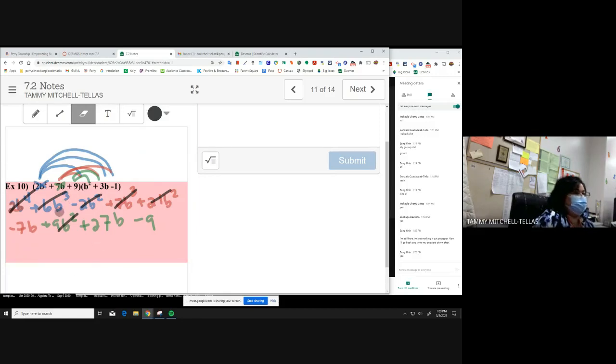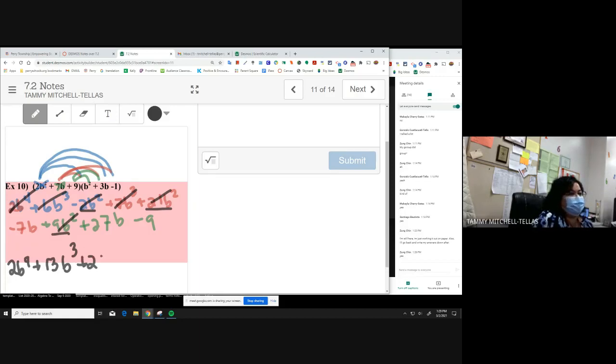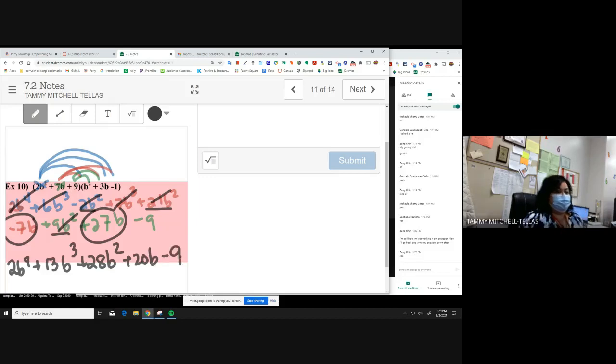All right, here we go. So the 2b to the fourth is on its own. I put it in the front because it's got the highest exponent. I add the 2 that have the third power. So that's 13b to the third. And then I add the 3 that have the second power. 19 plus 9, I think, is 28. And then the b's need to be added. So that's 20b. And then minus 9. That's my answer. Anybody get it?